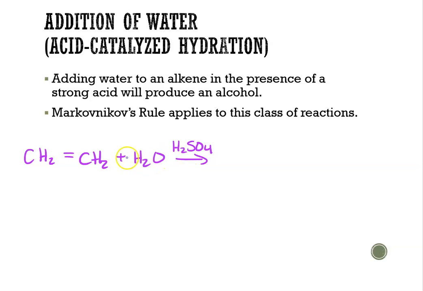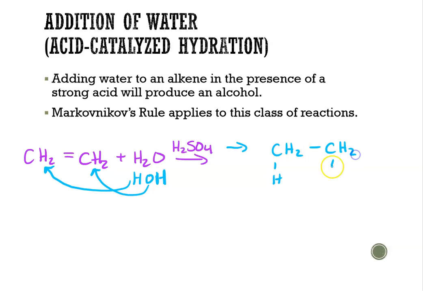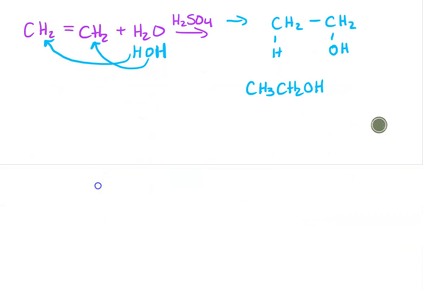All right, so basically what happens here is that water is just HOH, right? So one of the H's comes here, and the OH goes there. So we end up with CH3, CH2OH. This is ethanol. We don't know that yet because we haven't learned about alcohols. Markovnikov's rule applies here just the same as it did before.